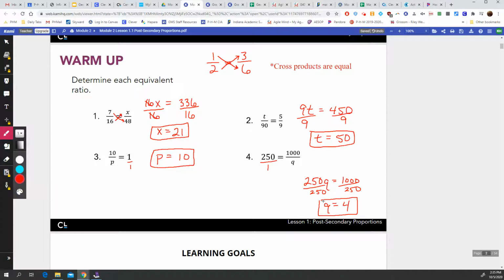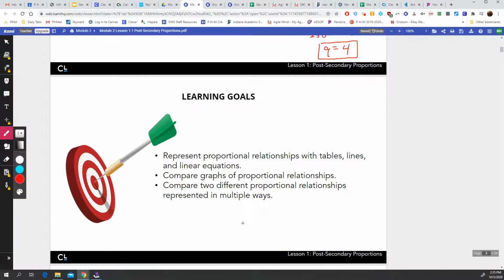forward in this lesson. So if you had questions about that, be sure to ask me at some point during this week or in the coming weeks. So now we're going to move on and start our lesson.